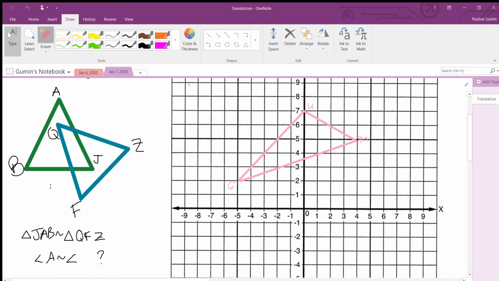One of them is JAB and the other is QFZ. Now, what this squiggle in between these triangles means is that they are congruent, which means their points and angles correspond.